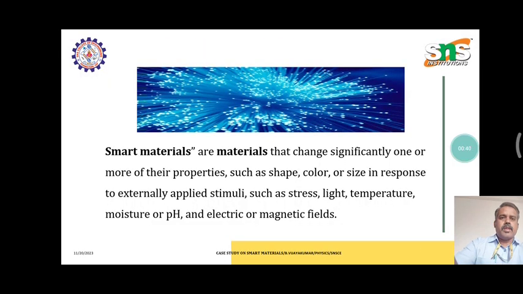First we discuss the introduction to smart materials. A material that changes sufficiently in one or more properties, such as color, shape, size, in response to externally applied stimuli such as stress, light, temperature, moisture or pH, and electric or magnetic field. When an external force is applied and the material changes in shape, color or size, it is called a smart material. It is sometimes a physical property and sometimes a chemical property.